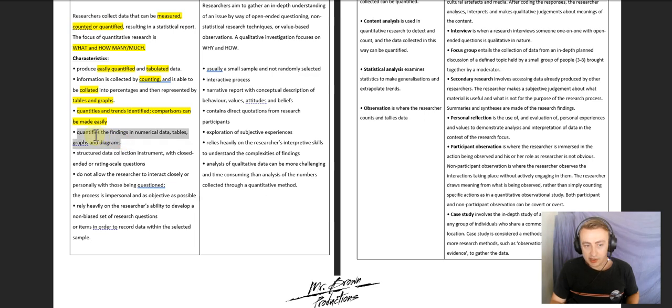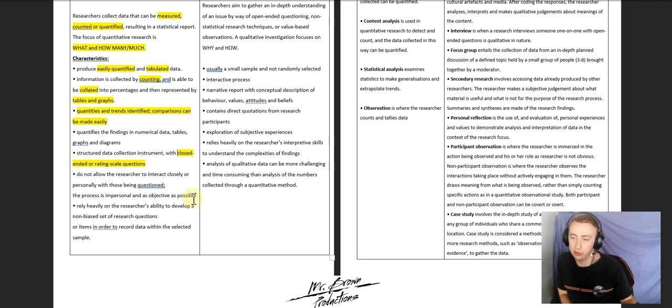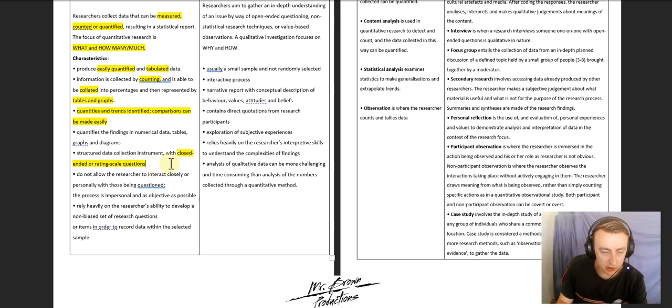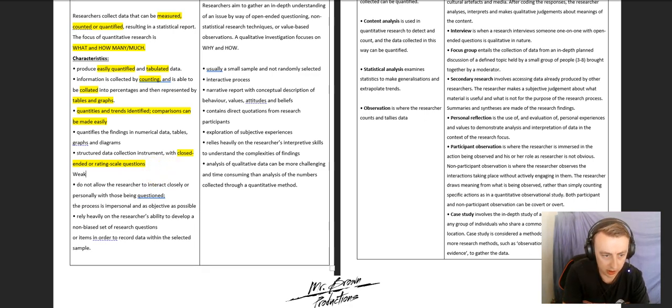It quantifies the findings in numerical data, tables, graphs and diagrams. So again, the syllabus is kind of repeating itself here, but you get the idea. Structured data collection equipment with closed-ended or rating scale questions. So here is where you can be a bit more dynamic with your quantitative data. Instead of saying yes or no, you might say, to what extent do you agree with the following statement? 1 to 5, 1 being not at all, 5 being absolutely. And you can measure quantitative data that way. Here I know you can't just do what I've done. I want you to add strengths here as well.